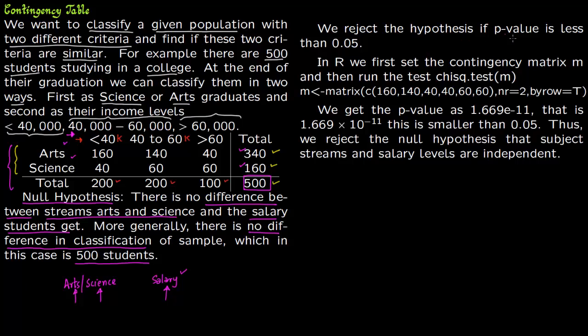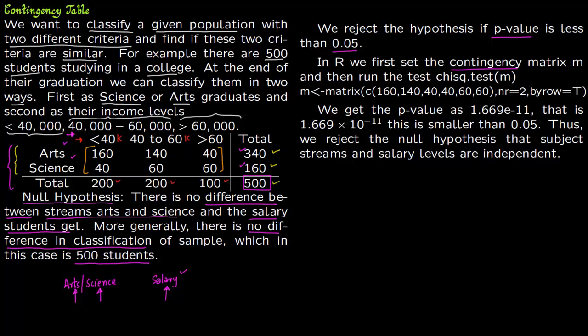We are going to reject this hypothesis if you run a test on the contingency table and the p-value you get is less than 0.05. So let us see how to run this in R. In R, first you set the contingency matrix. R does not need to know what the criteria are. It just needs the values in matrix form.